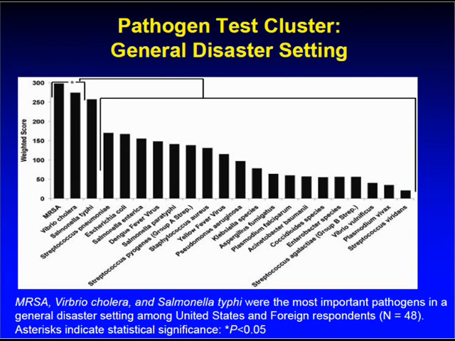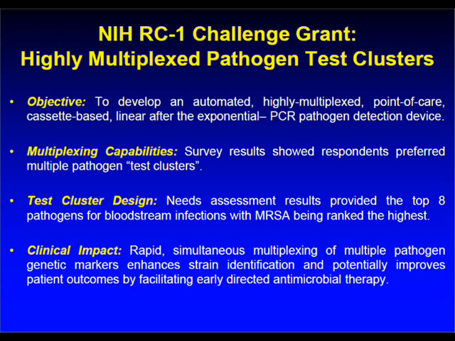Respondents significantly preferred testing for MRSA and Vibrio cholerae at the point of care in a disaster setting. Our RC1 Challenge Grant uses LATE-PCR to detect multiple key pathogens, including MRSA. The point-of-care LATE-PCR assay will impact patient care by facilitating early, directed antimicrobial therapy.